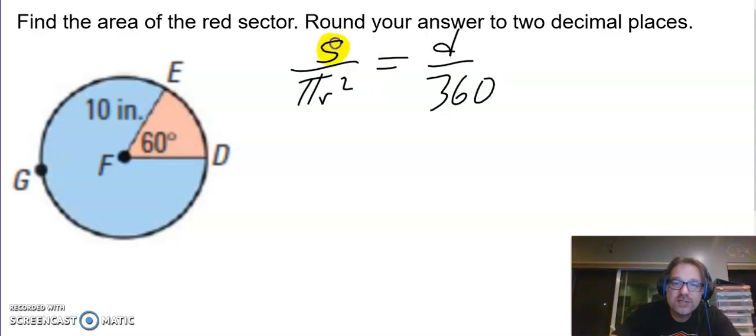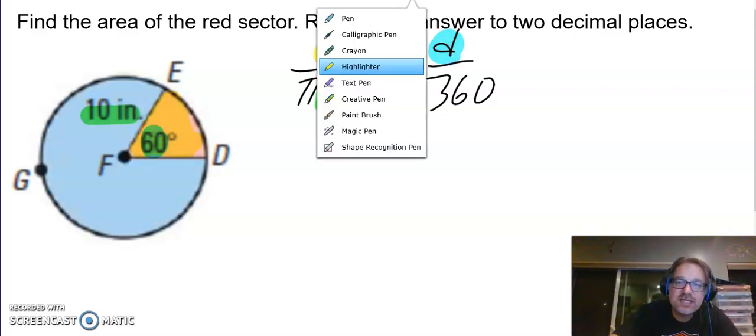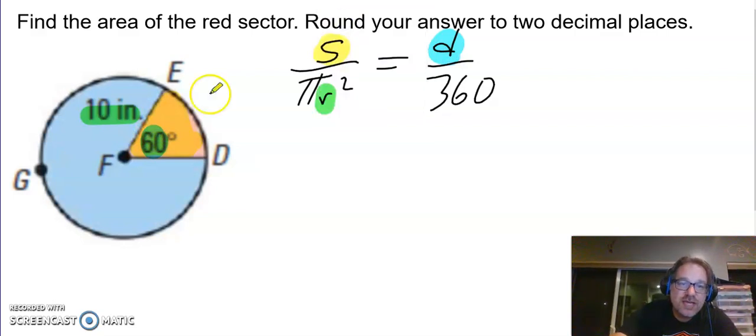So sector, that's what I'm looking for, over pi r squared. R is the radius of the circle, and that is going to be the degrees over 360. Well, the degrees is right there. It's 60 because the degrees in that angle, the central angle, are equal to the degrees of the arc. Remember that way back in like lesson 2 of this unit? All right, so it wants us to find S.